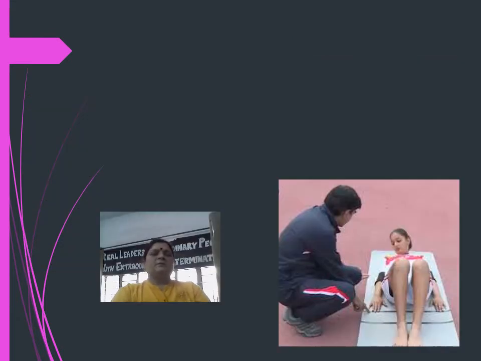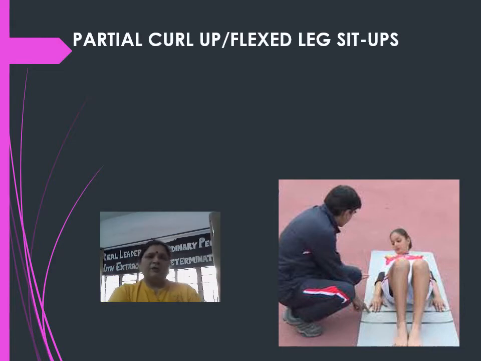Next one, we have partial curl-up. Now, the curl-up test measures abdominal muscular strength and endurance of the abdominal and hip flexors, back strength, back support, and the core stability. Now, the equipment required for this test is a flat, clean, cushioned surface, a stopwatch, and the recording sheets and the pen.